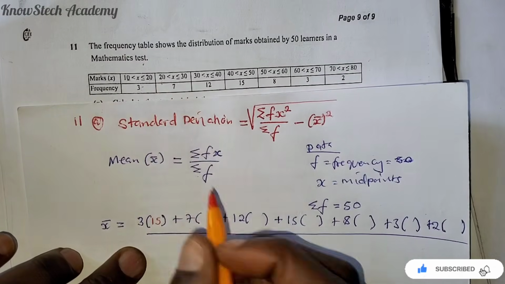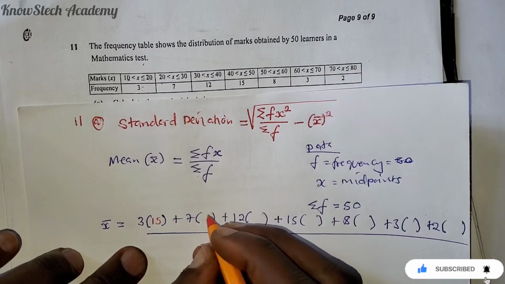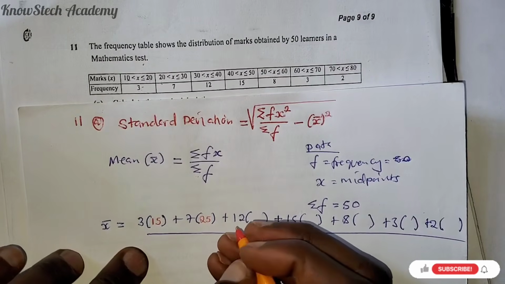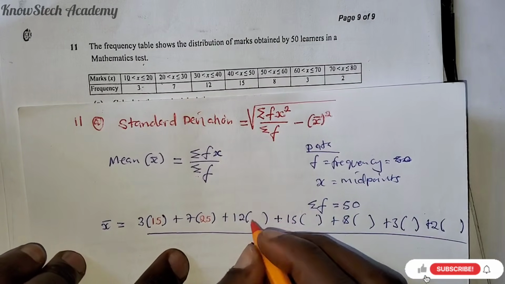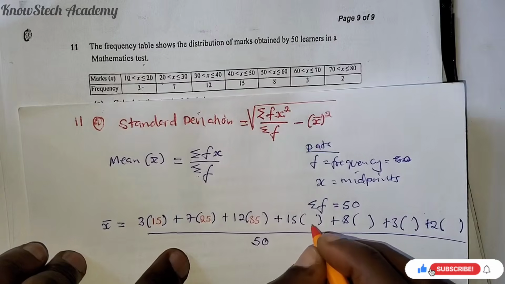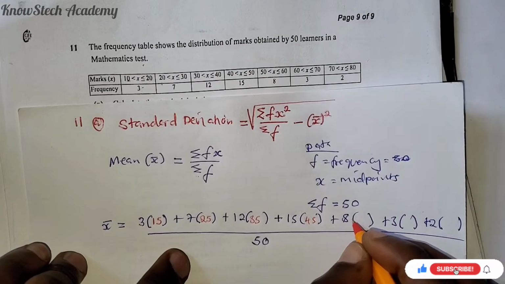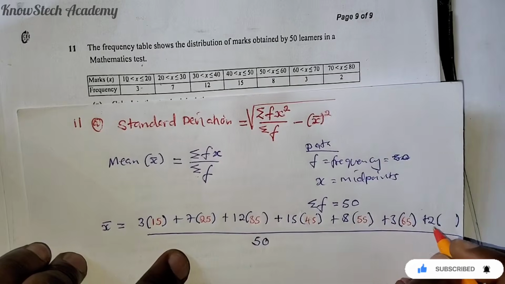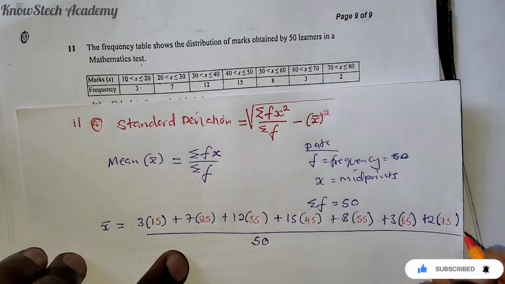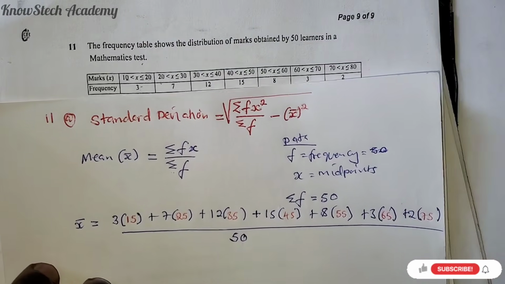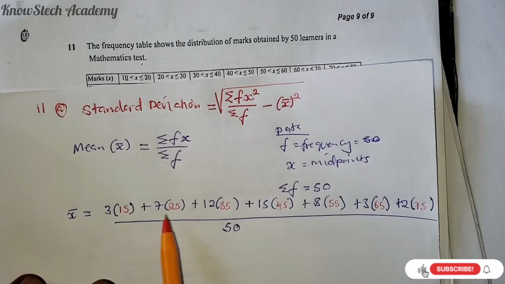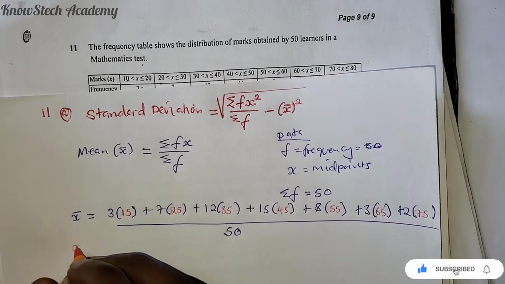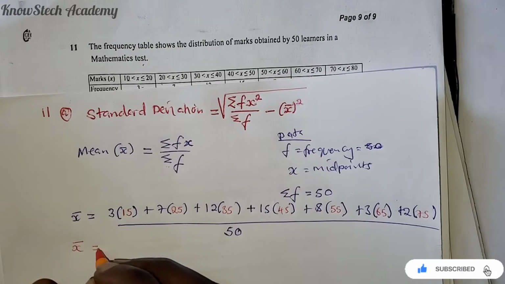Then we add 5 to 20, it will be 25. 30 plus 5 is 35. Then you have 45, 55, 65, 75. So you can punch everything here on top on the calculator. You can say x bar is equal to.